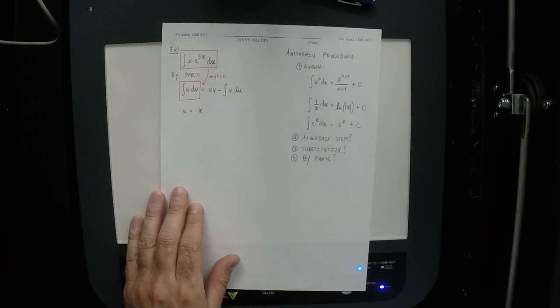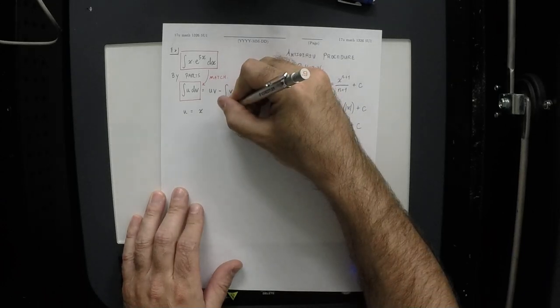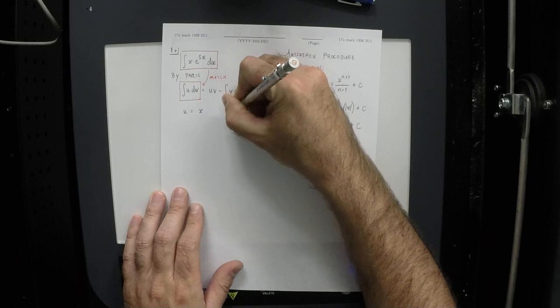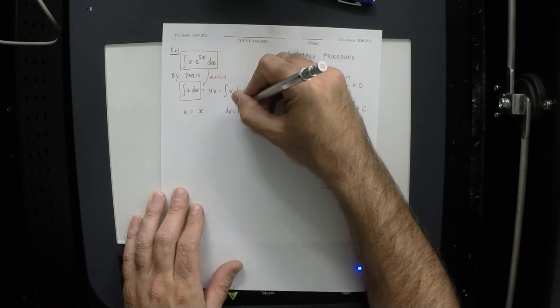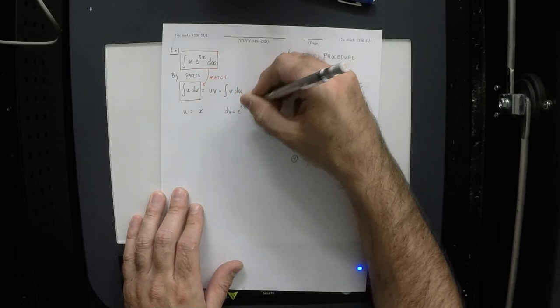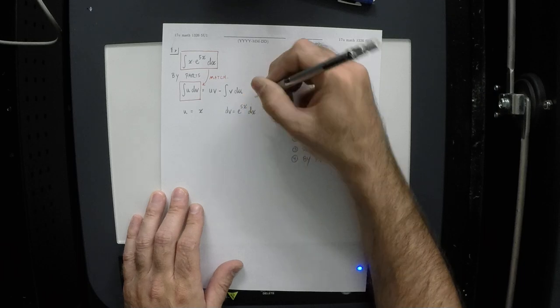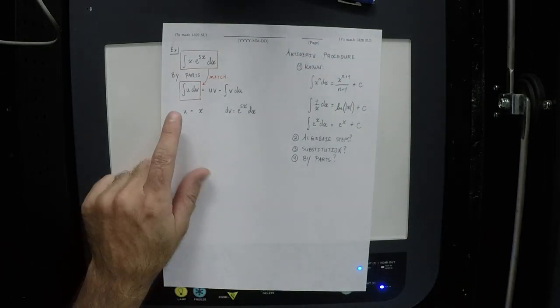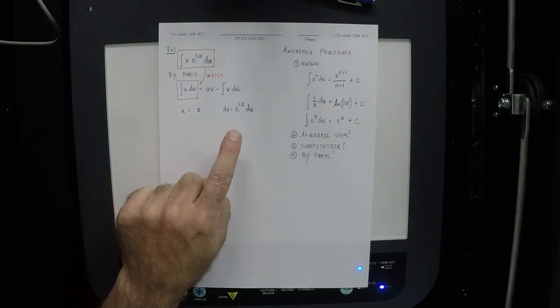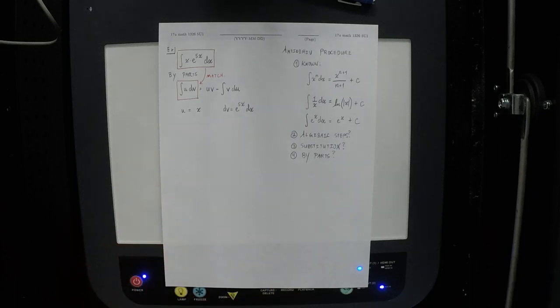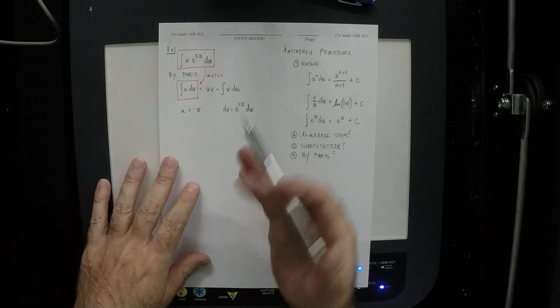then what's dv? It's everything else. It's not just e to 5x. It's e to 5x dx. Okay, so u is this, and dv is everything else.